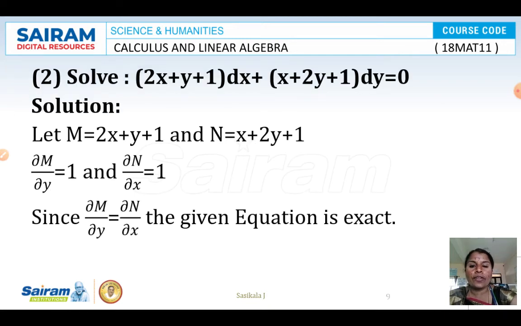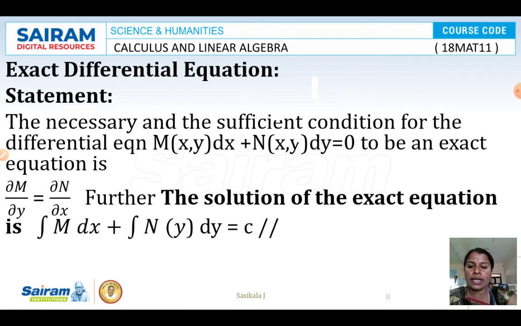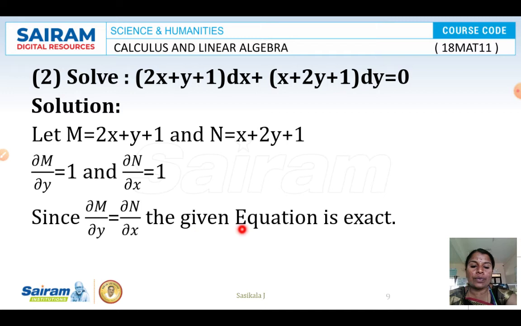Solve (2x plus y plus 1) dx plus (x plus 2y plus 1) dy equal to 0. So M is equal to 2x plus y plus 1 and N is equal to x plus 2y plus 1. Differentiating M with respect to y gives 1, and N with respect to x gives 1. Since dou M by dou y is equal to dou N by dou x, both are equal, so I can tell the given equation is exact.